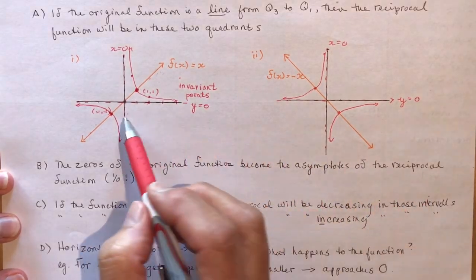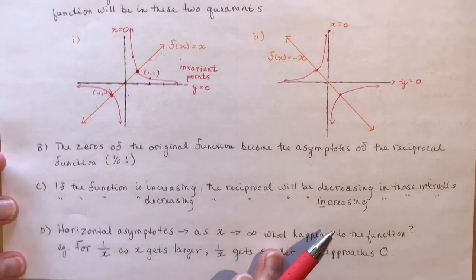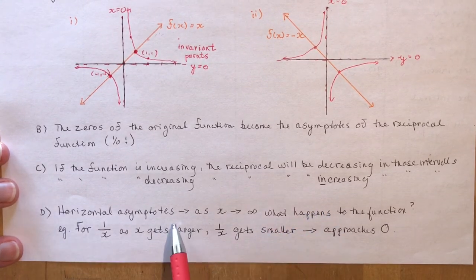Now, again, the other point here about the horizontal asymptotes: as x approaches infinity, what happens to the function? As x gets really large, 1 over x gets really, really small and approaches 0, hence the horizontal asymptote. Okay, so let's move on to something a little more difficult.